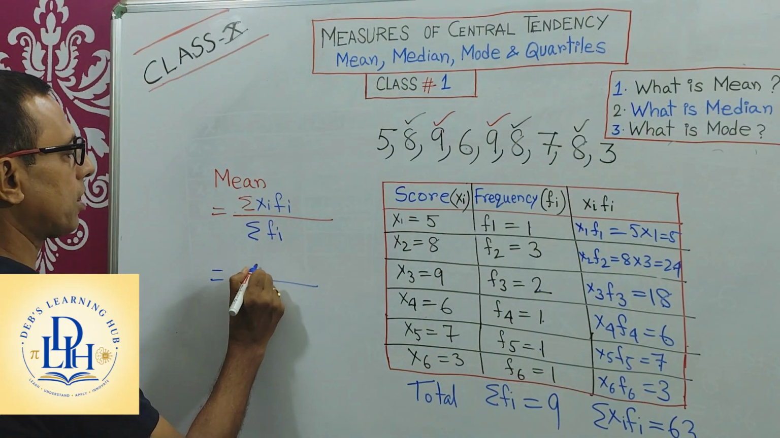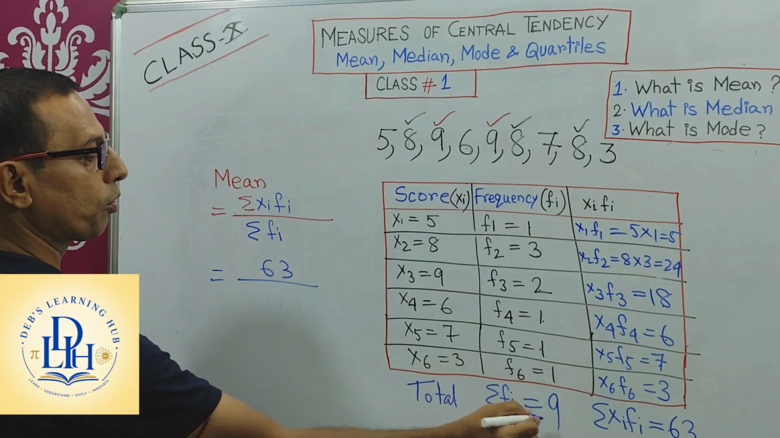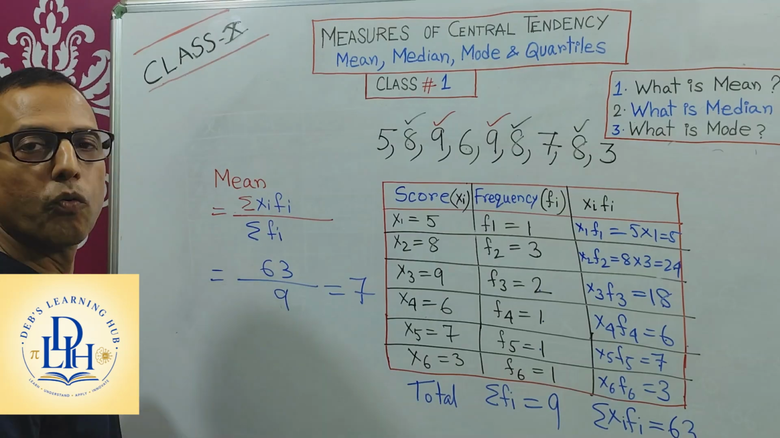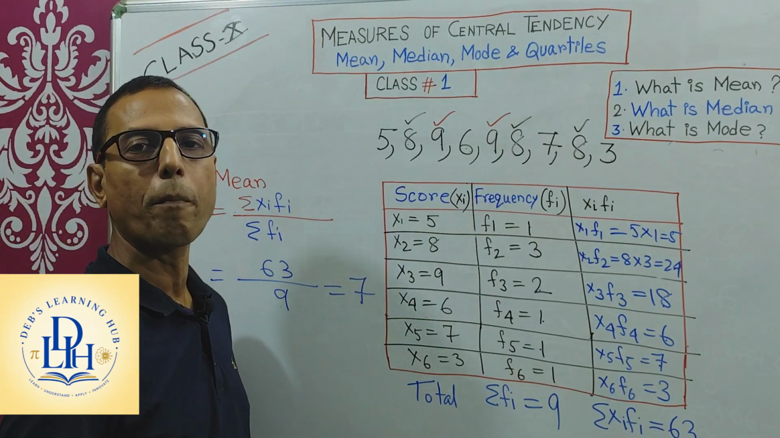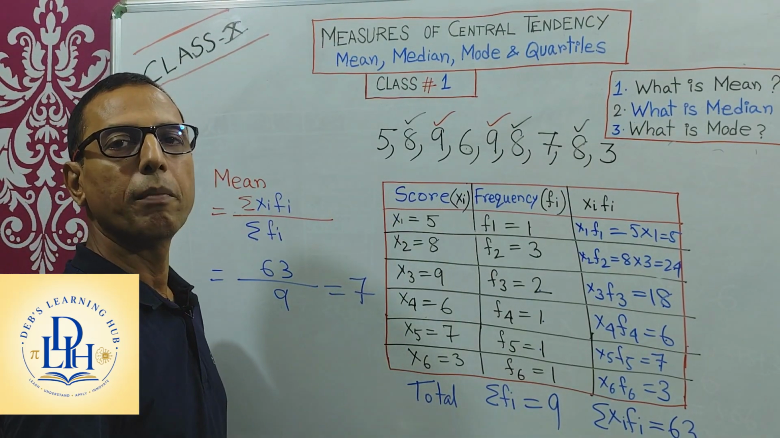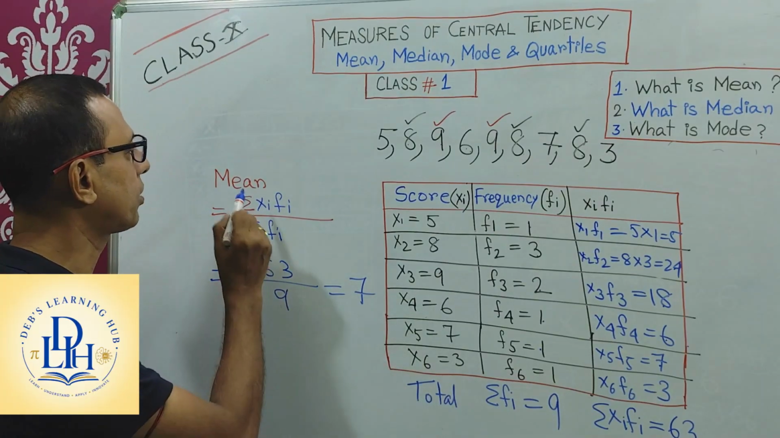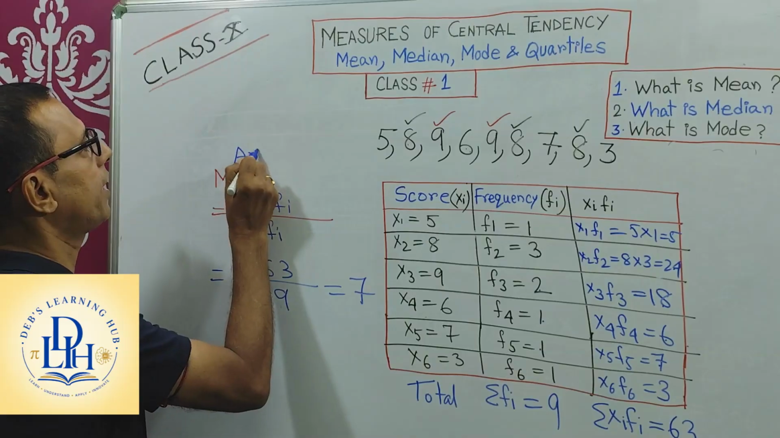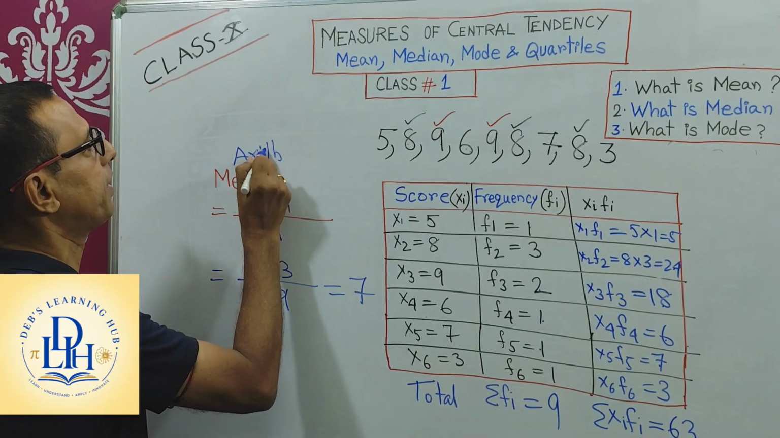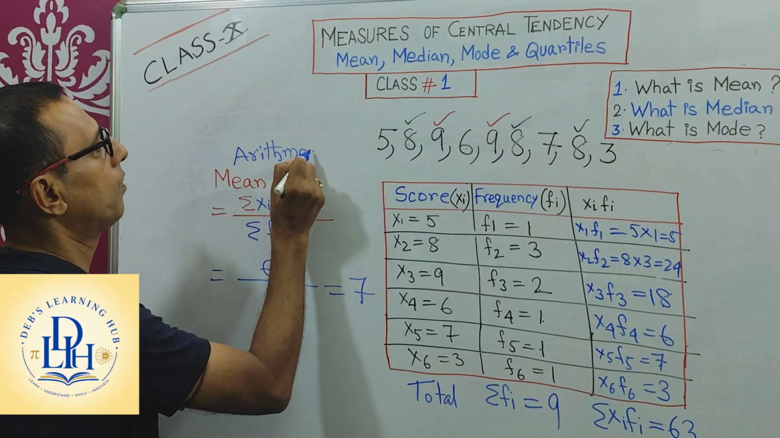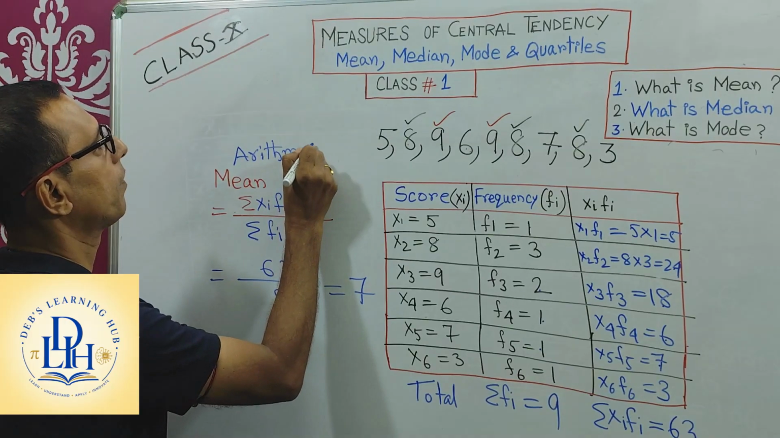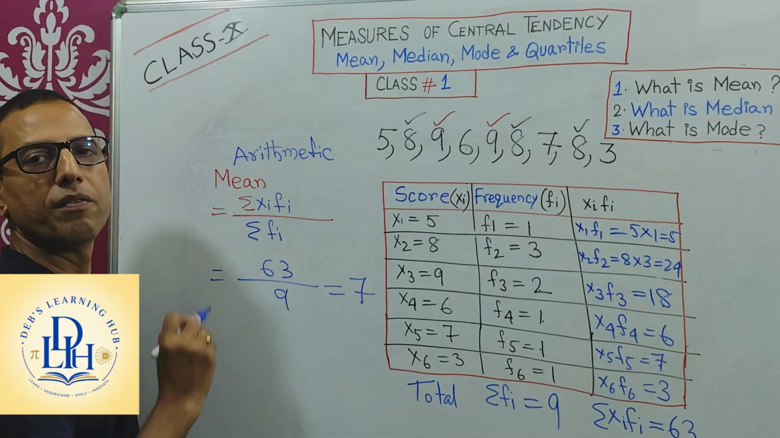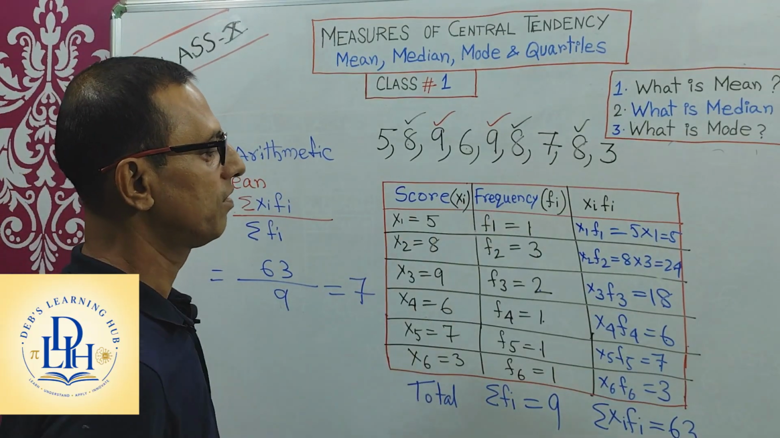So the total summation is 63 and the total number of observations is 9. So the mean is 7. So what is the average marks obtained by each student? You can say it is the arithmetic mean, or average, which is 7. That is what mean is. Very simple.